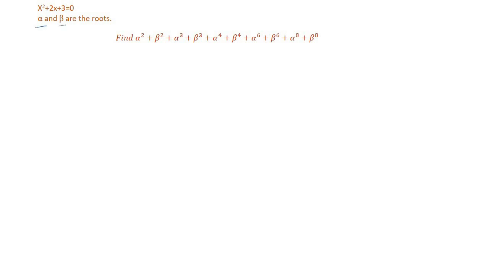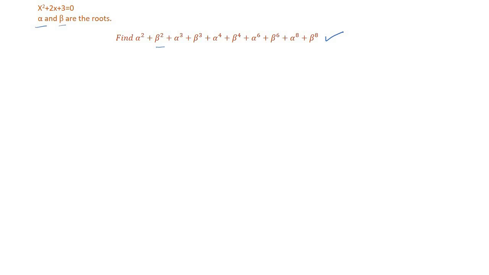We are supposed to find alpha squared plus beta squared, alpha cube plus beta cube, alpha power 4 plus beta power 4, alpha to the power of 6 plus beta to the power of 6, alpha to the power of 8 plus beta to the power of 8. We have to find the value of this.